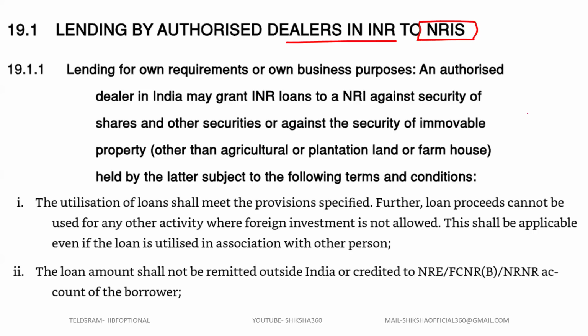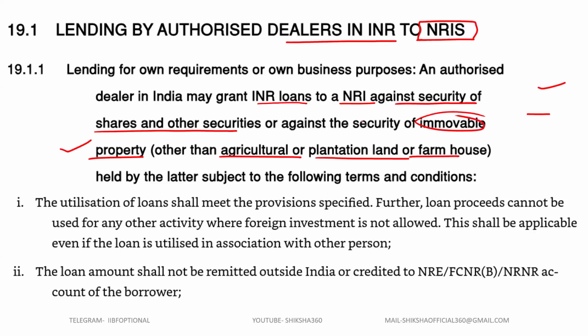An authorized dealer in India may grant INR loans, Indian rupee loans, to the NRI against the security of shares and other securities, or against the security of immovable property other than agricultural or plantation land or farmhouse. In the immovable property, we do not include the agricultural or plantation land or farmhouse.